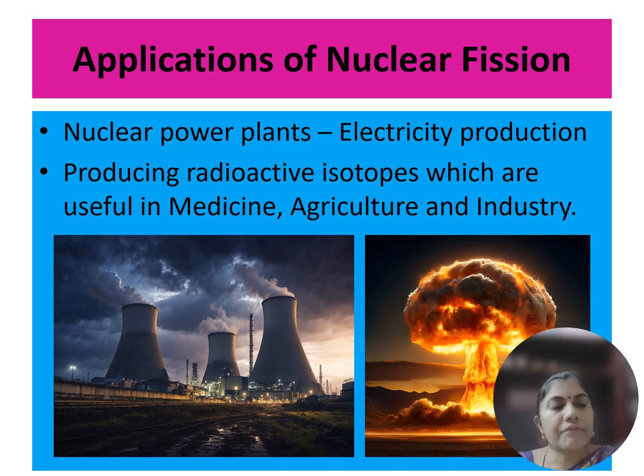Nuclear fission has several important applications. One of the most important applications is in nuclear power plants. In nuclear power plants, the heat produced from fission reactions is used to convert water into steam, and the steam drives turbines to produce electricity. Nuclear fission is also used to produce radioactive isotopes, which are useful in medicine, agriculture, and industry. However, nuclear fission also produces radioactive waste which must be carefully managed because it can be harmful to living organisms.